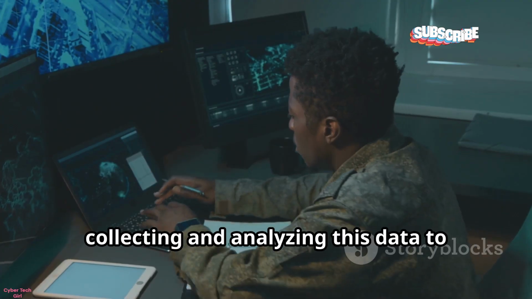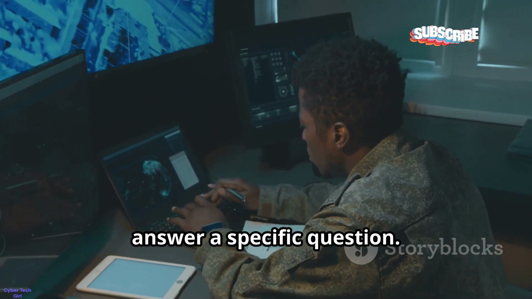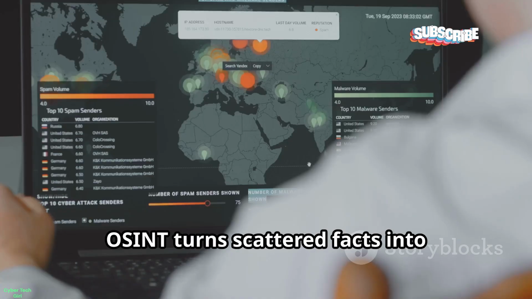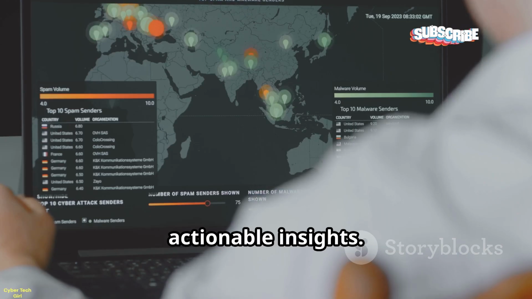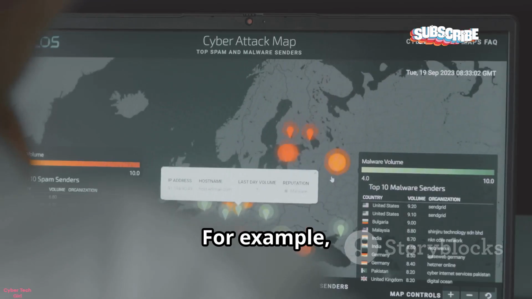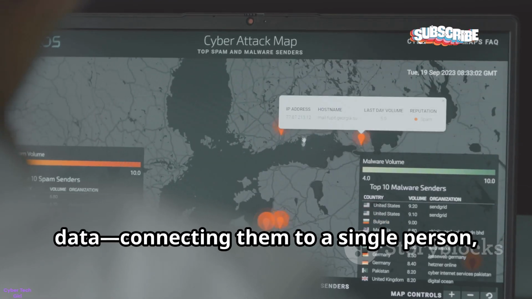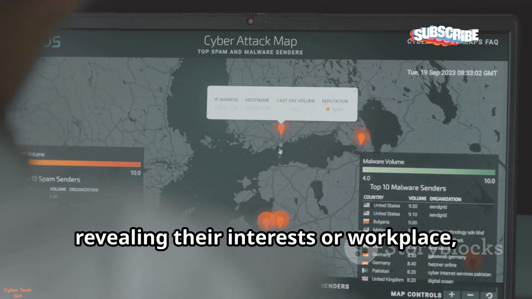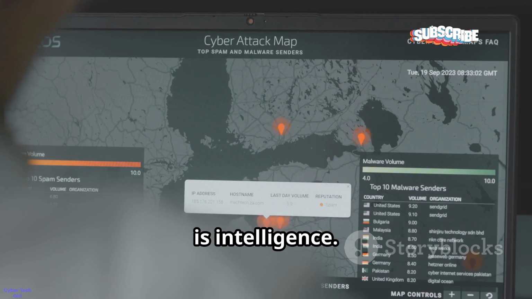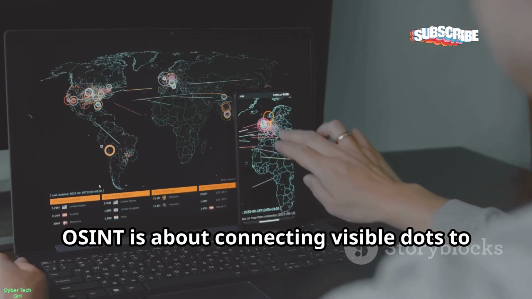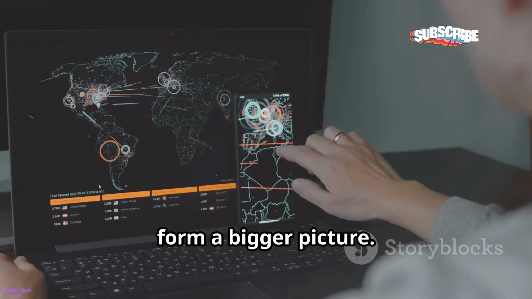Intelligence is the result of collecting and analyzing this data to answer a specific question. OSINT turns scattered facts into actionable insights. For example, a list of web addresses is just data. Connecting them to a single person, revealing their interests or workplace, is intelligence. OSINT is about connecting visible dots to form a bigger picture.